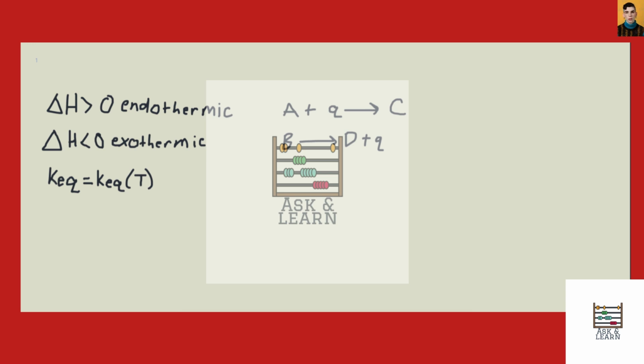So now let's look at our two reactions. We have the production of NO from N2 plus O2 yields 2NO. And we have O2 plus NO yields NO2.